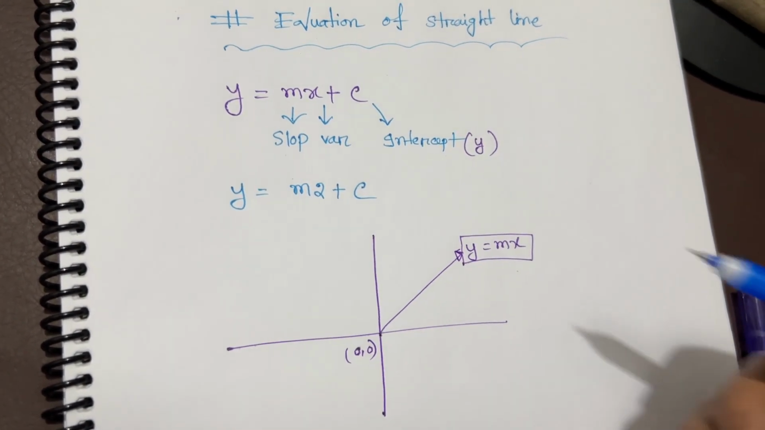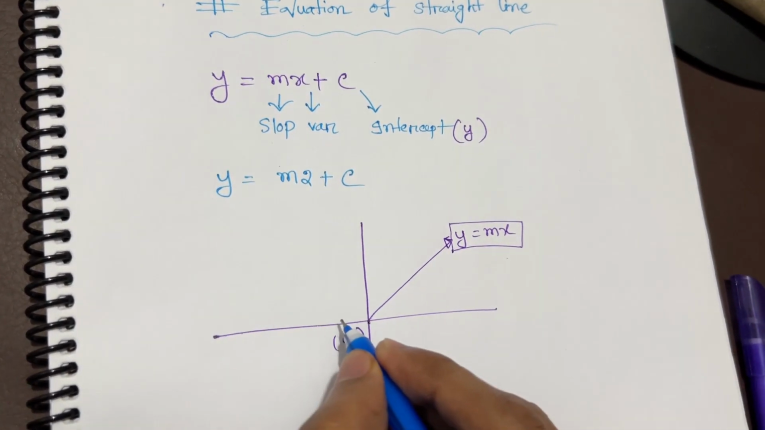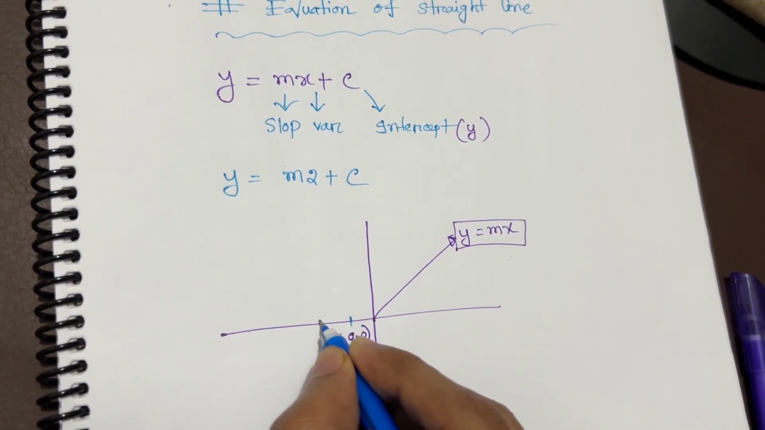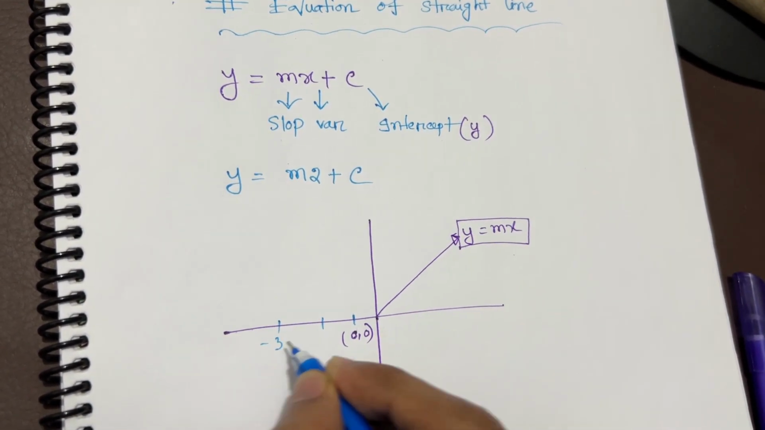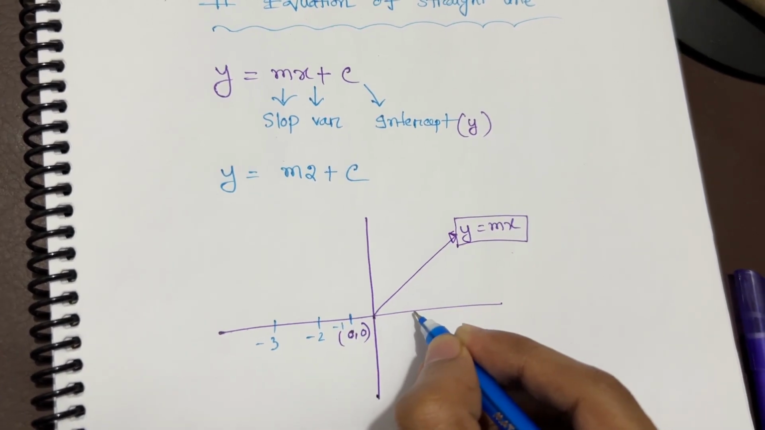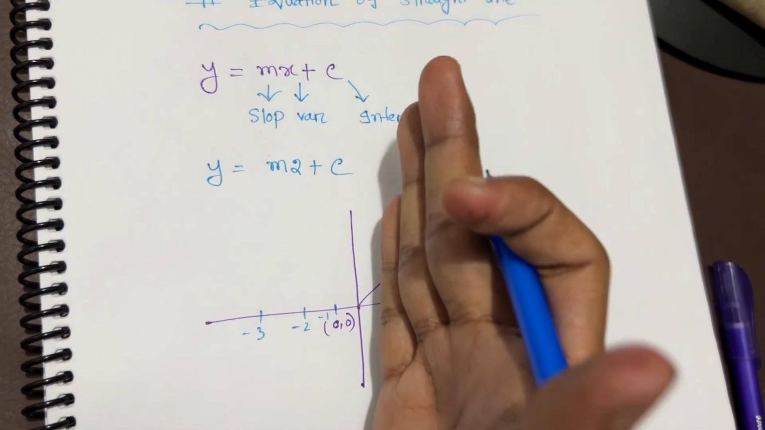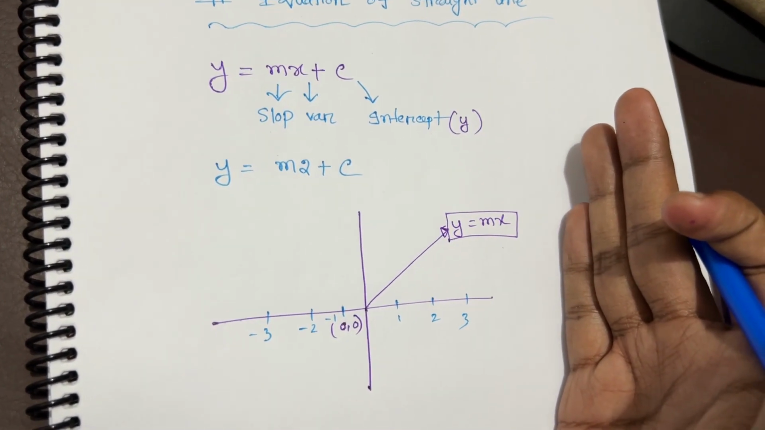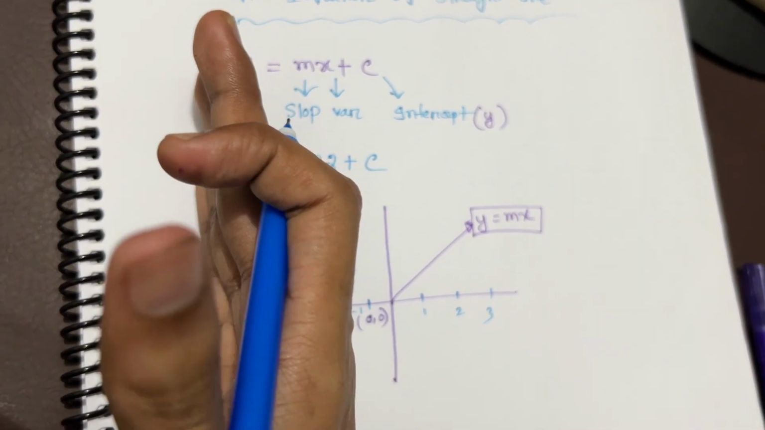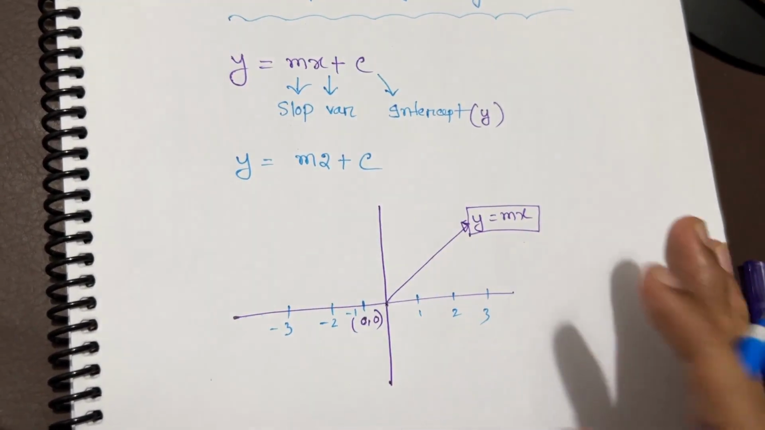Now let me draw one more equation. Suppose this is 1, 2, 3. This is minus 3, minus 2, minus 1. This is 1, 2, 3. So everything on the right side, the x value is positive. If it is on the left side, the x value is negative. This is the basic thing.